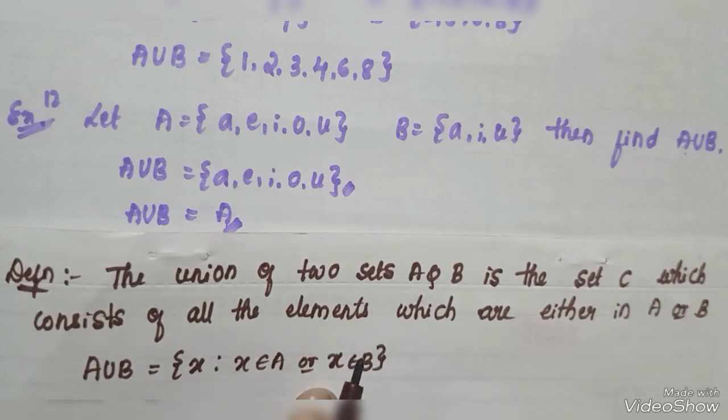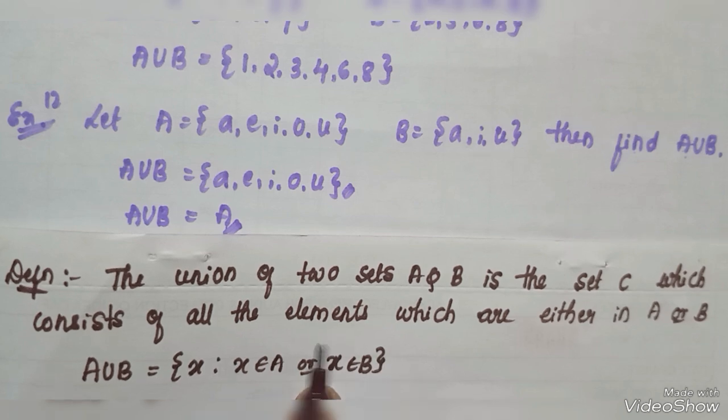Let A and B be any two sets. The union of A and B is the collection of all the elements of A as well as all the elements of B, where common elements are taken only once. Okay, that definition is also correct. And the union of two sets A and B is the set C, which consists of all the elements which are either in A or in B. Either representation, both are the same.